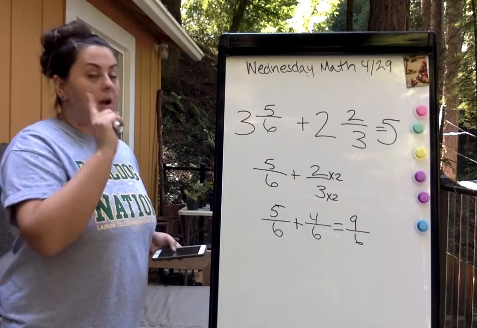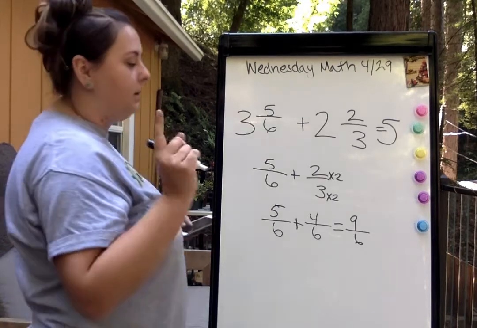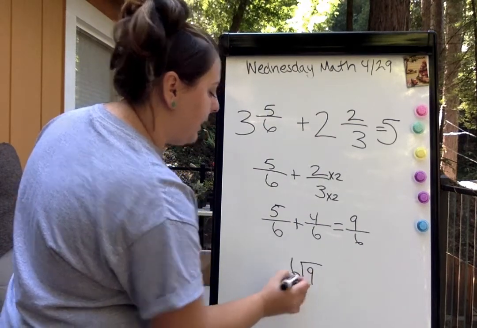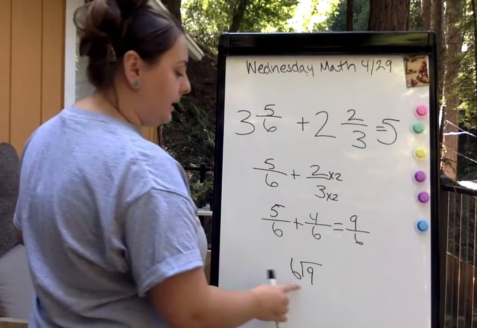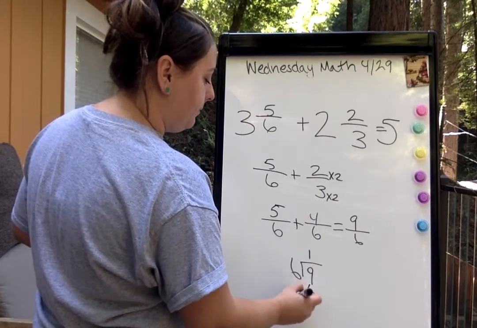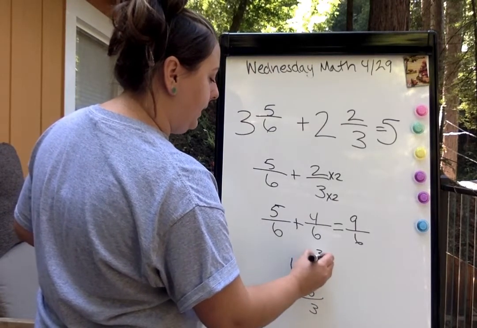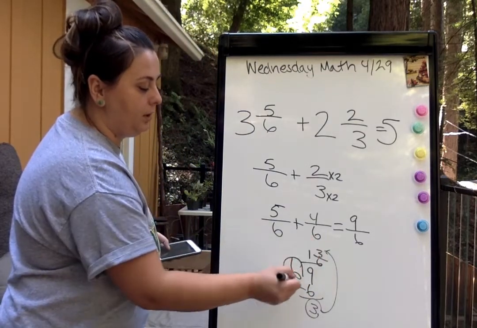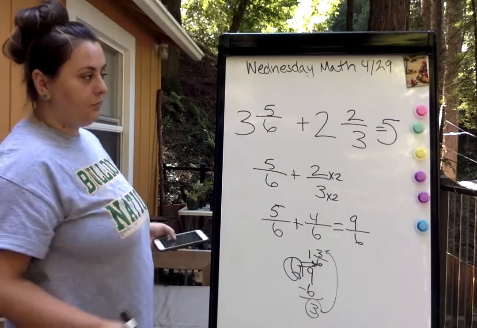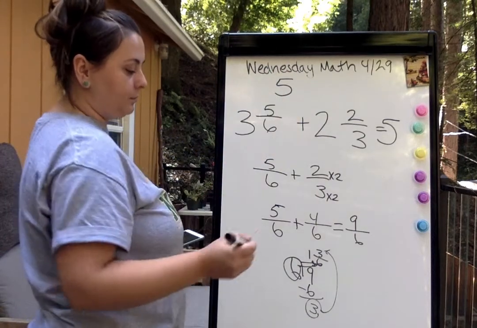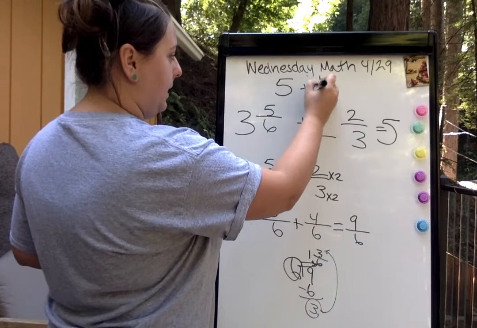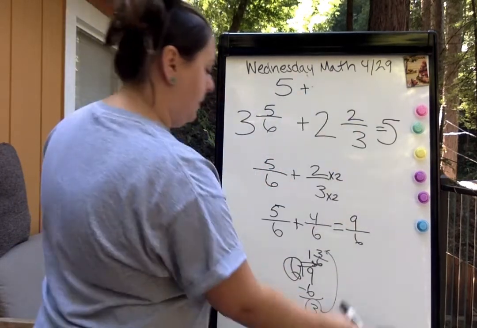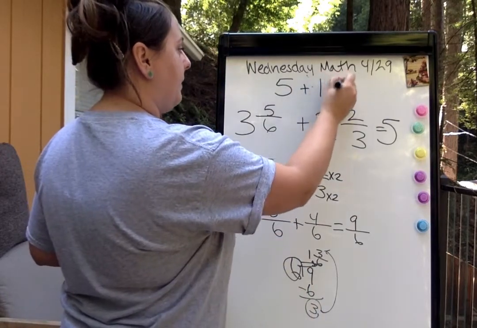You're saying to yourself, oh, Miss McGann, that's an improper fraction. You are completely correct. So 9 divided by 6. 6 goes into 9 one time, leaving us with 3/6. Because this becomes your numerator, your divisor stays there. So now I have 5 plus 1 and, oops, that's not correct, plus 1 and 3/6.